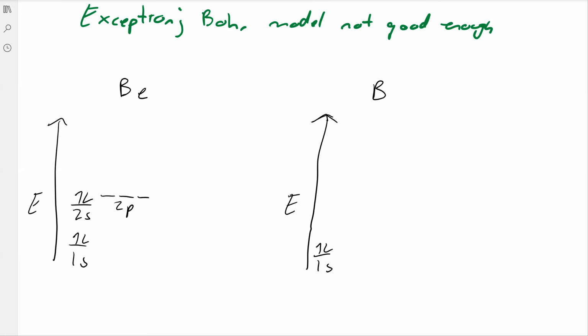And then we have the 1s orbital for boron, the 2s orbital for boron, and then in the 2p orbital, we now have an electron up here. So this electron is higher in energy, and so it's easier to remove. It's in a higher energy subshell, so it's easier to remove.